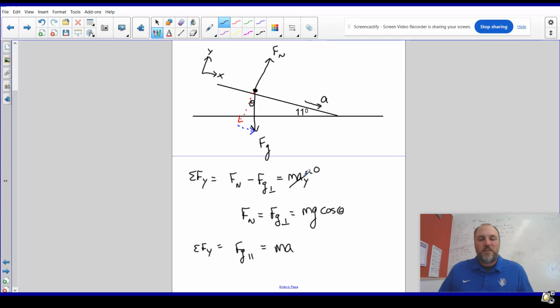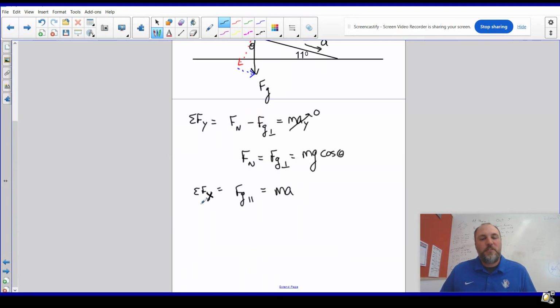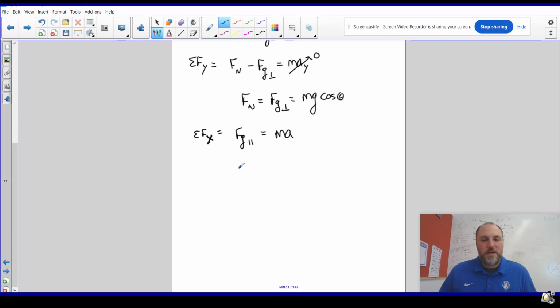So our acceleration in the y direction is 0. Our total acceleration is now in the x direction. So the sum of the forces in the x direction is just Fg parallel, meaning the component of gravity parallel to the ramp, and that should equal ma. Well, Fg parallel is just mg sine of theta. So that's equal to ma.